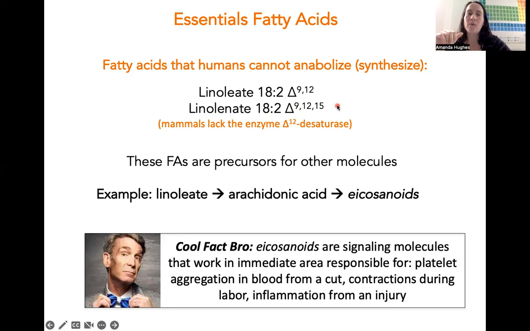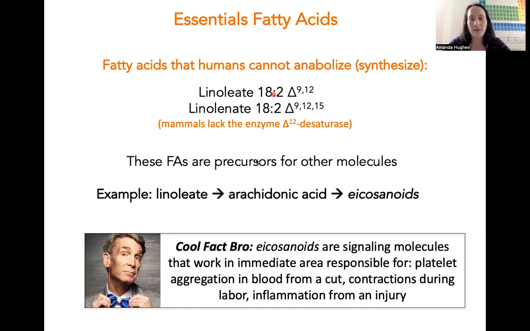And the reason why these are essential is because mammals lack the enzyme that can create a double bond at that carbon 12 position. So that's why we'll have to actually consume these from either a plant or a bacterial source, because those do have this desaturase enzyme that can create a double bond at that 12th carbon position. And why are these essential? Why would consuming these fats be so important?